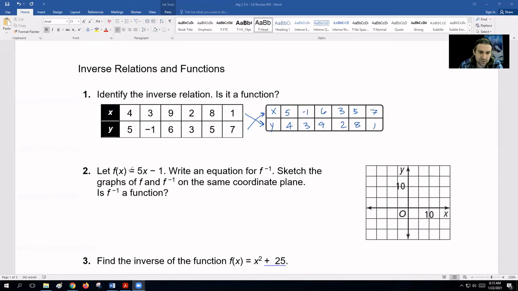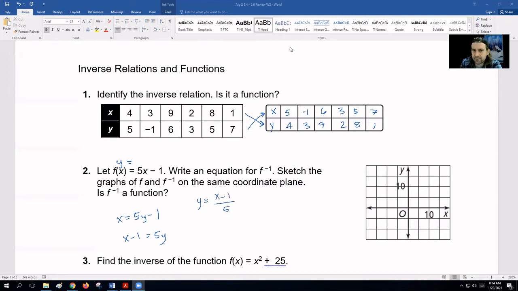We find that by switching the x and y's. Remember, this is y equals, so we'll change this to x equals 5y minus 1, and we're going to get the y by itself. So x minus 1 is equal to 5y. And then what we would do is divide by 5, so we get y equals x minus 1 over 5.